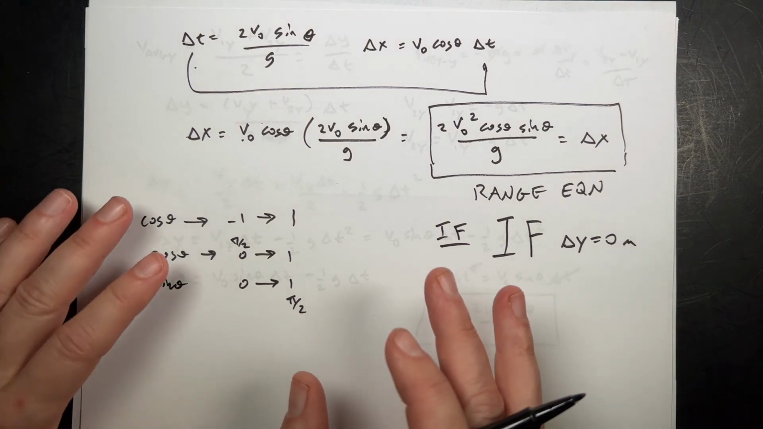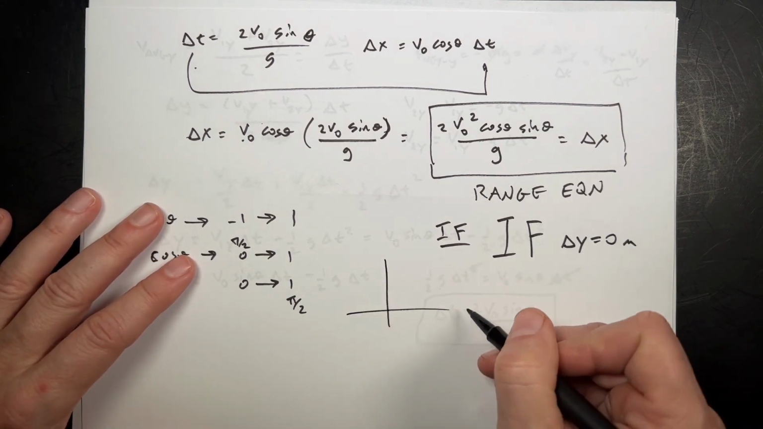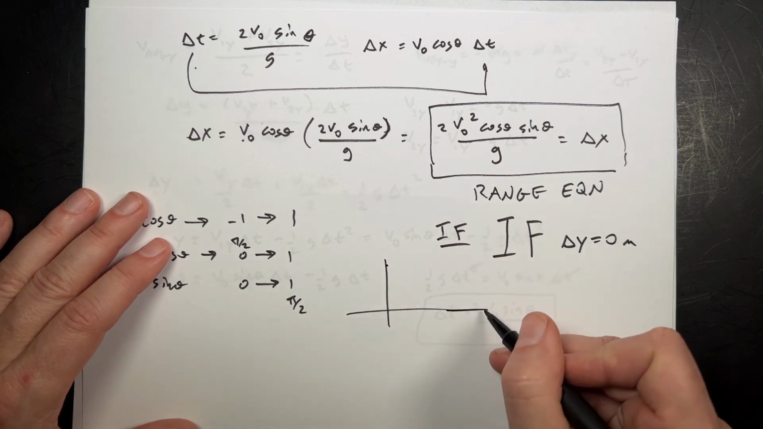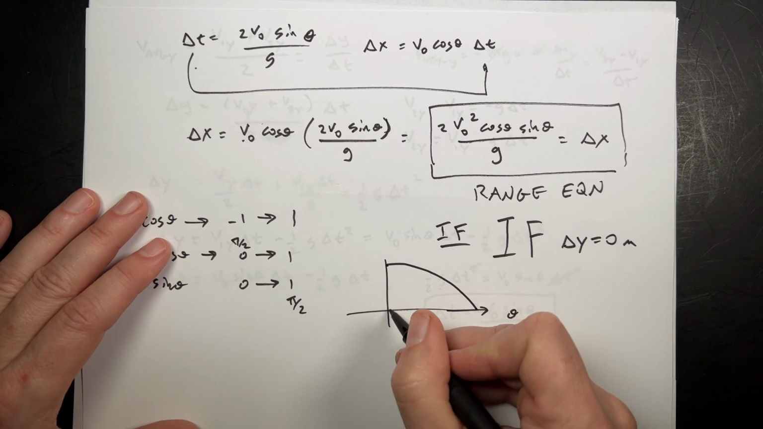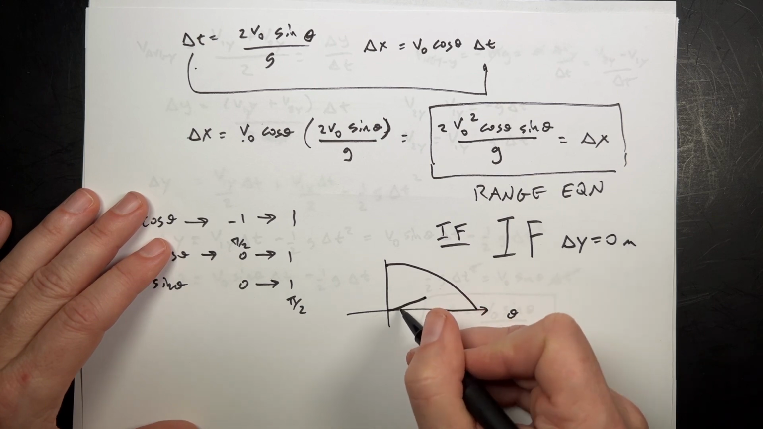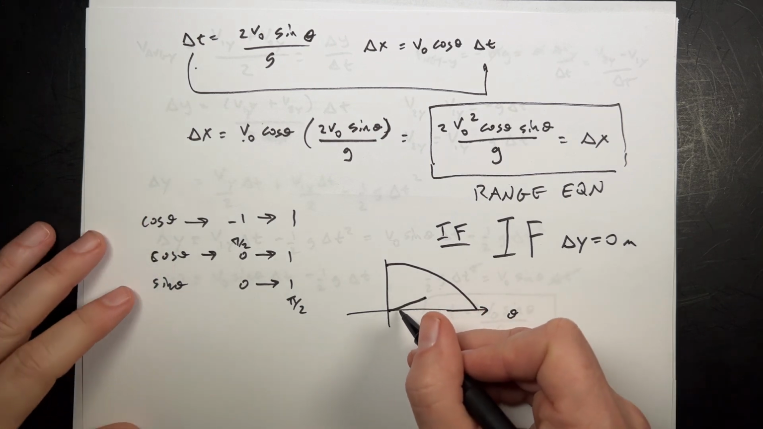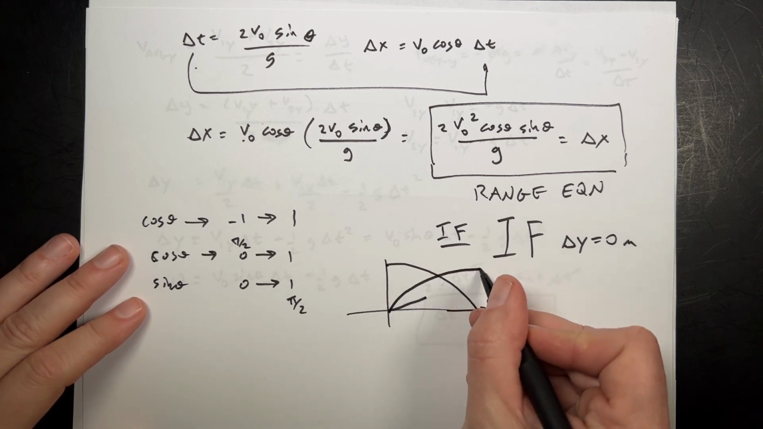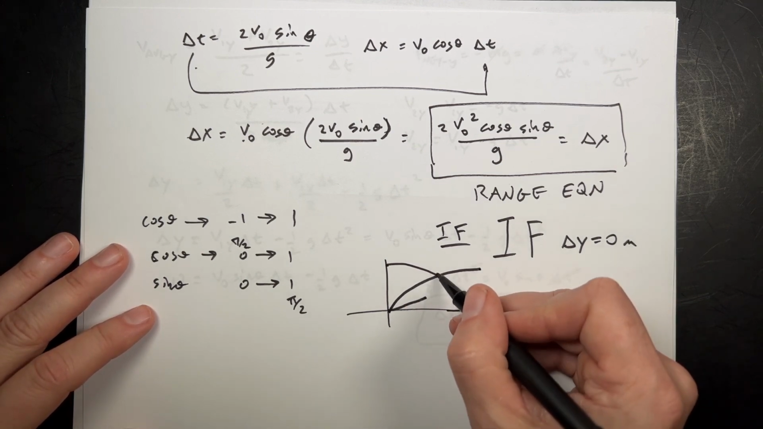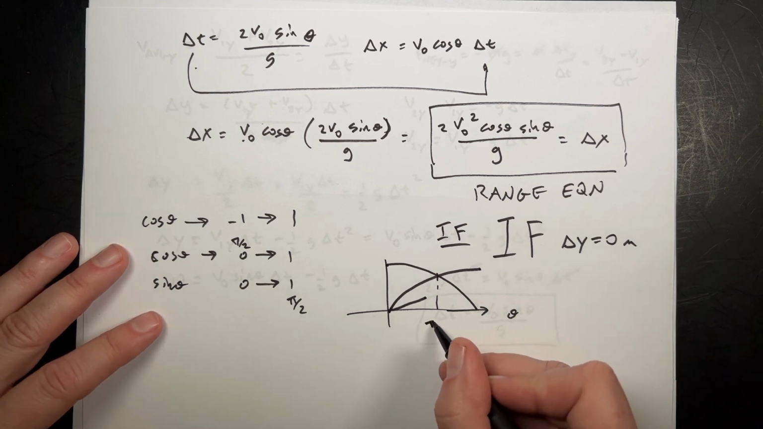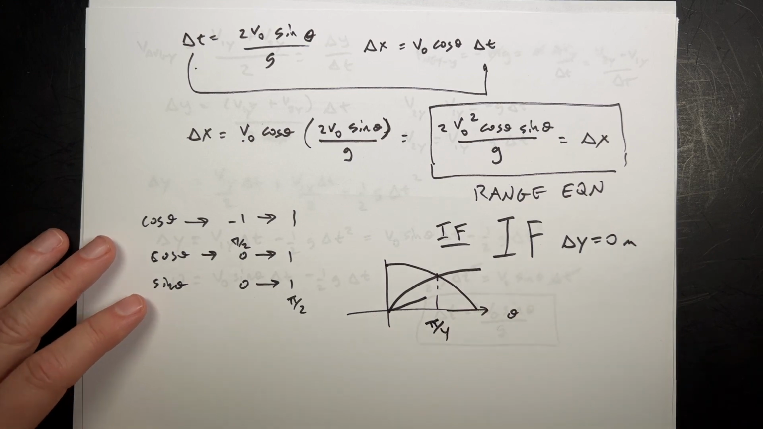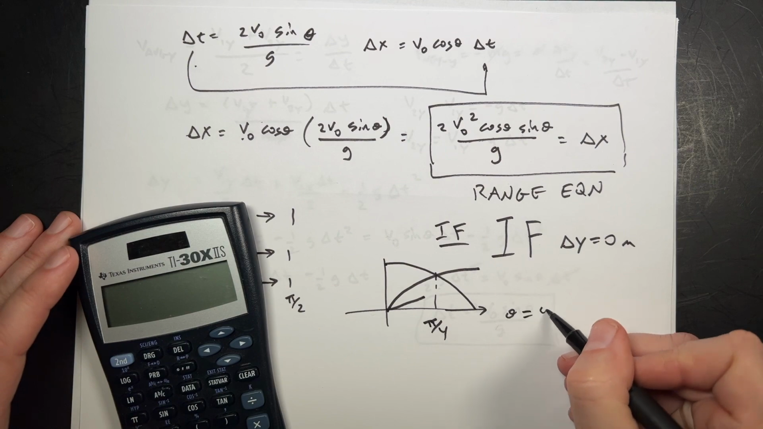And you can make a graph of this. If you plotted this, here's cosine as a function of theta. It goes like this. Here's sine as a function of theta. It goes like this. Oh, does it? No, it goes like this. Yeah. And so right here where they're at the middle point is pi over 4. Now, you don't have to believe me. You can try it. So that is theta equals 45 degrees.